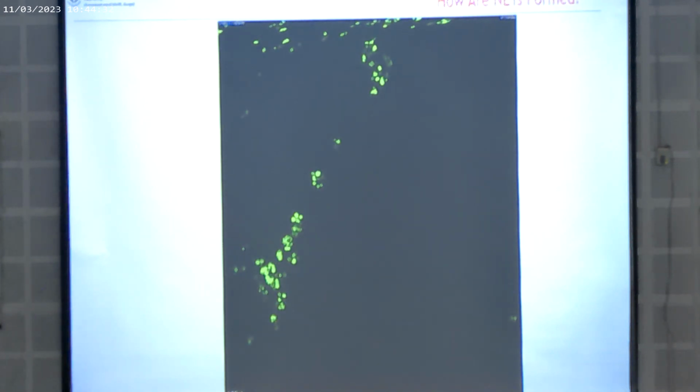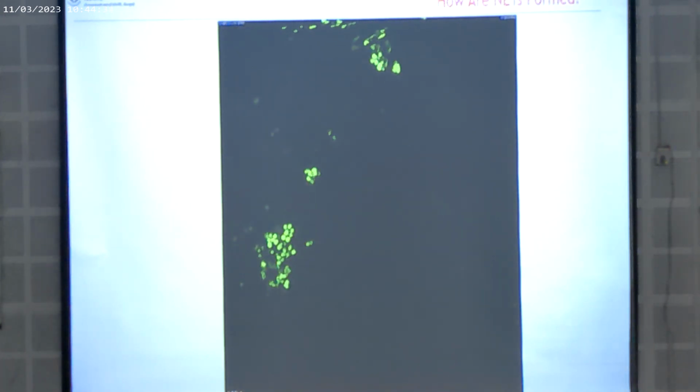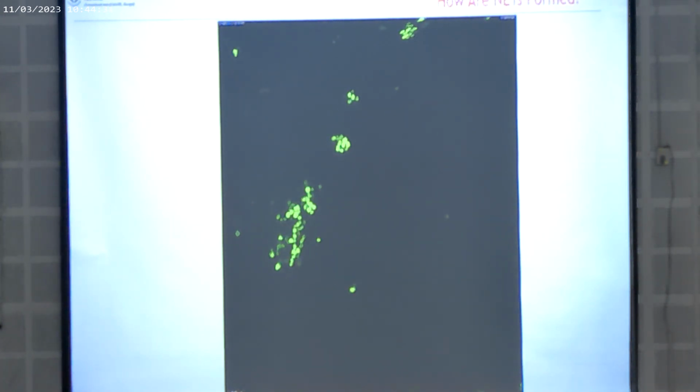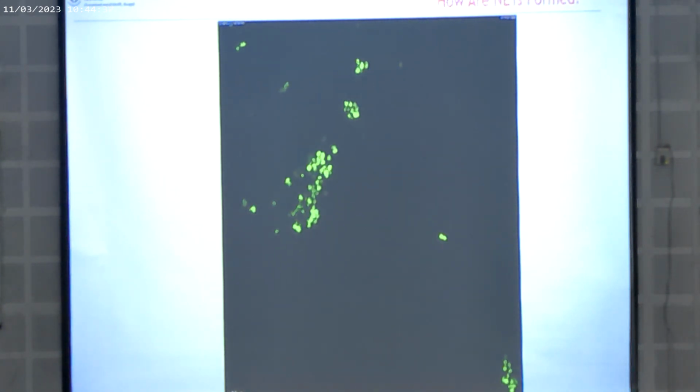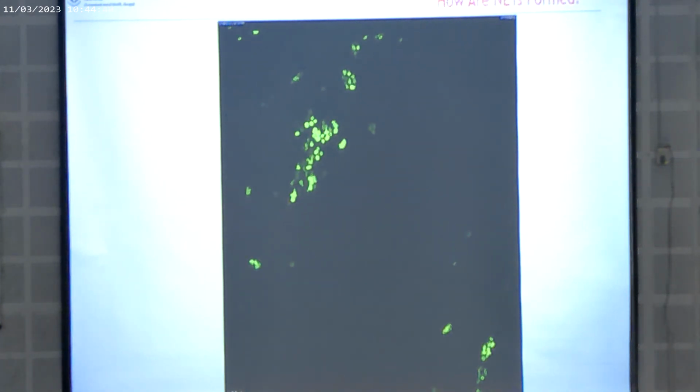You can see that these neutrophils are migrating towards the right hand side and then upwards. Why is that? Just think over it. We'll come back to this slide later.